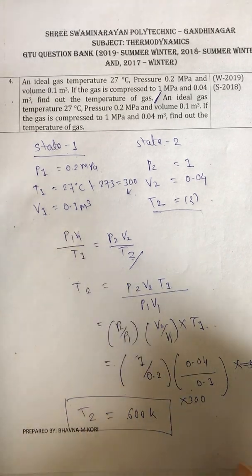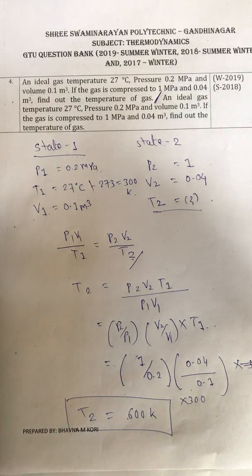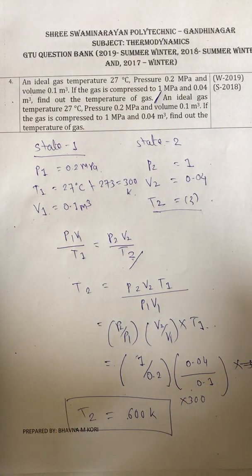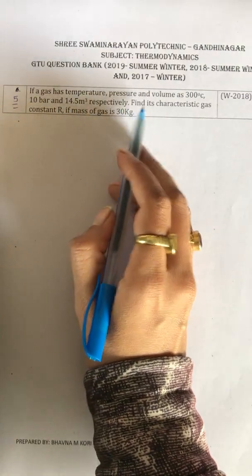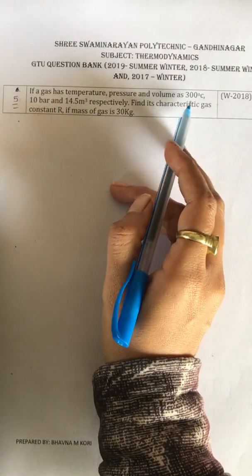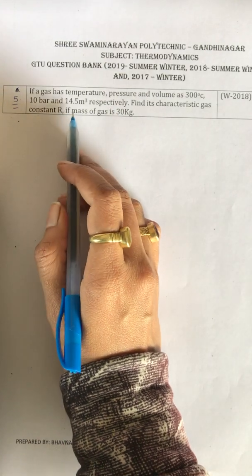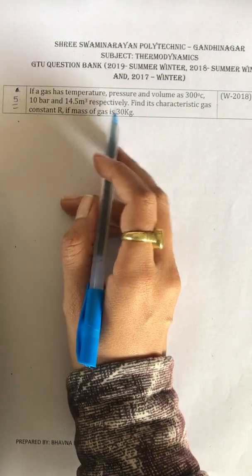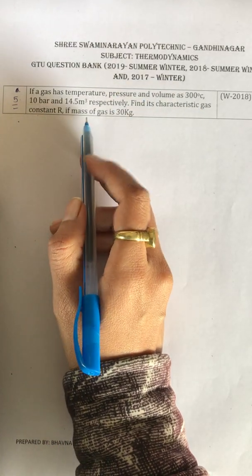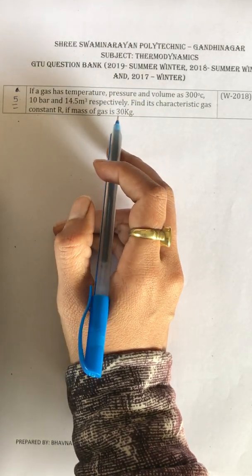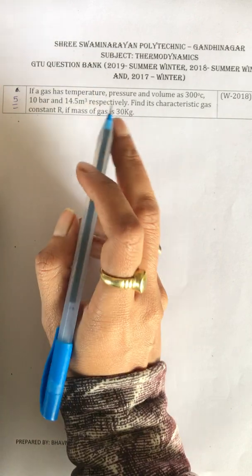Okay. So this example is easy and this is asked 2 times in GTU. Now the last example for chapter number 3. If a gas has temperature, pressure and volume as 300 degrees Celsius, 10 bar and 14.5 meter cube respectively, find its characteristic gas constant R if the mass of gas is 30 kilogram.